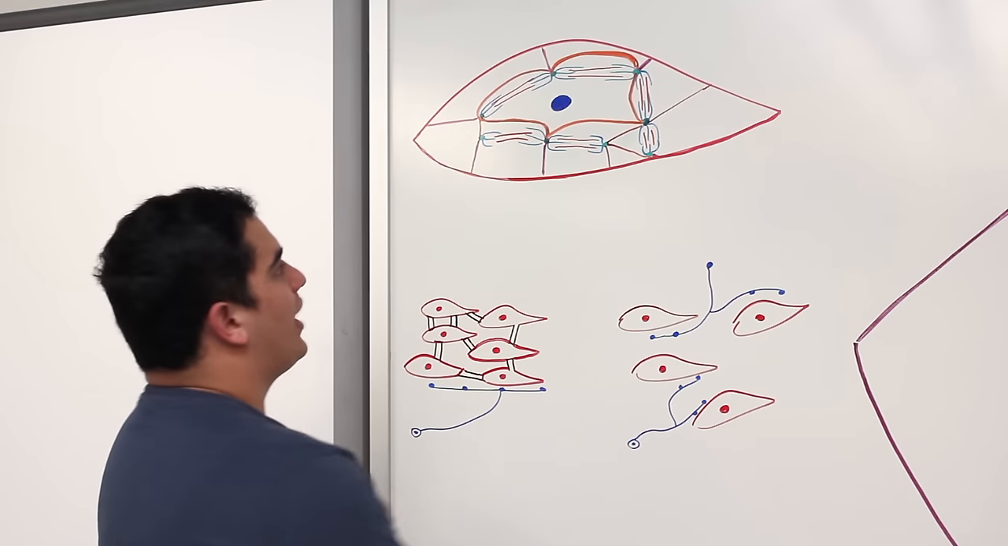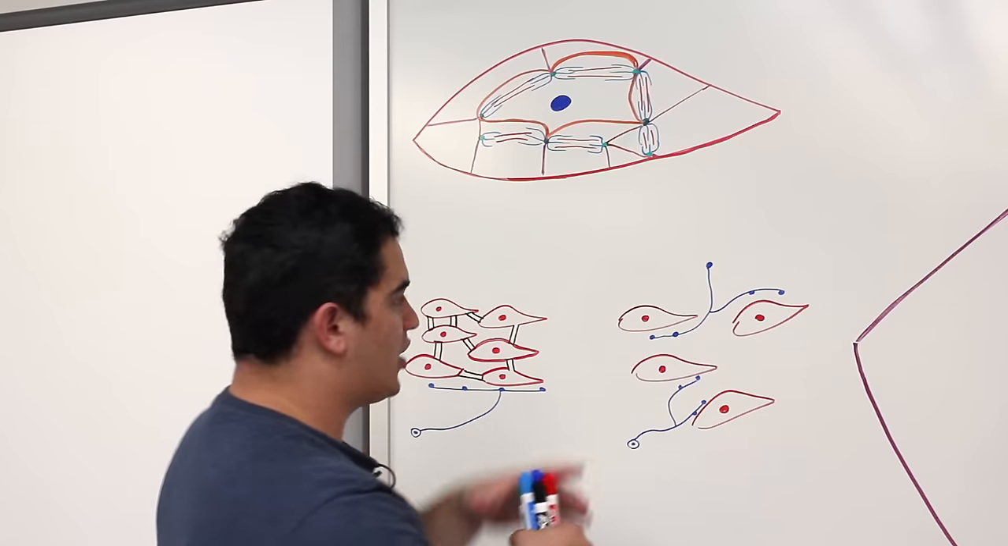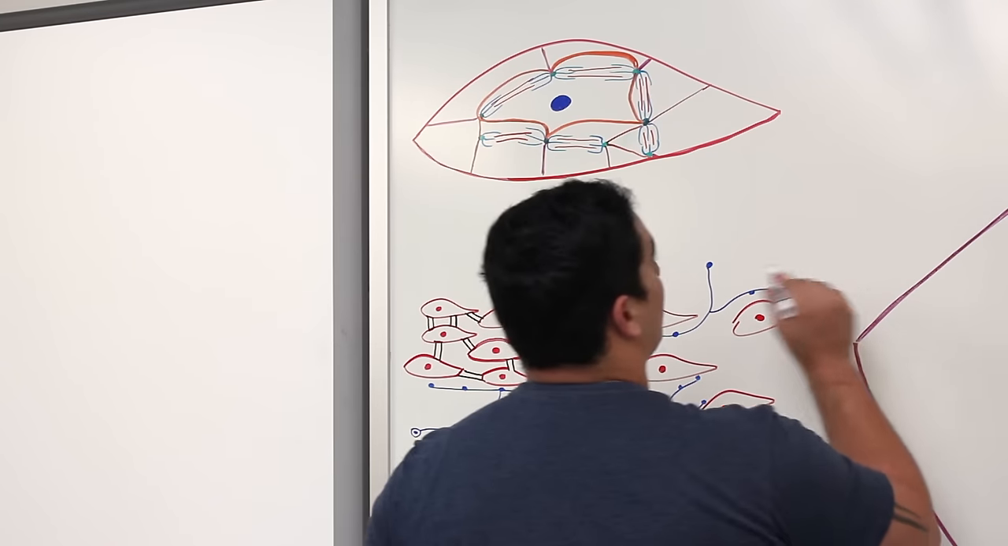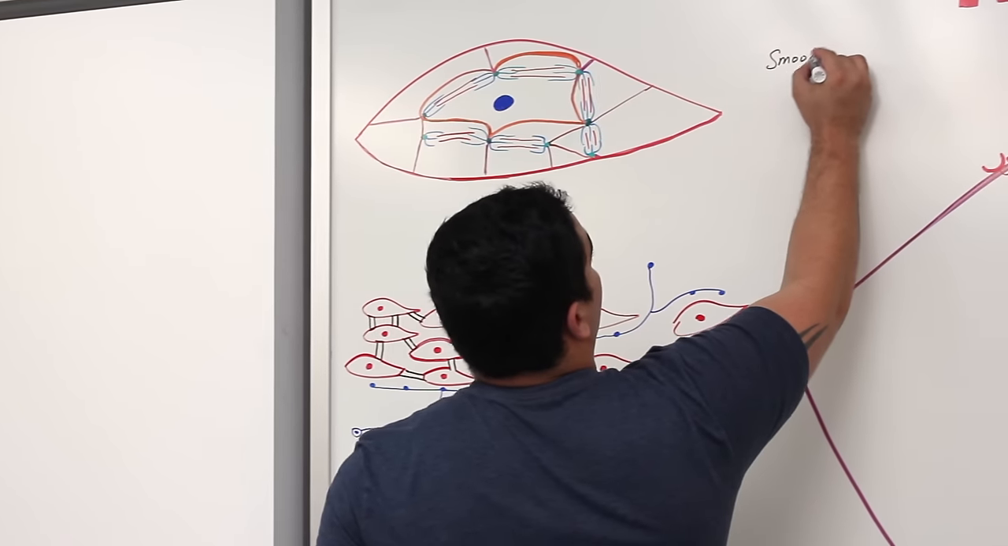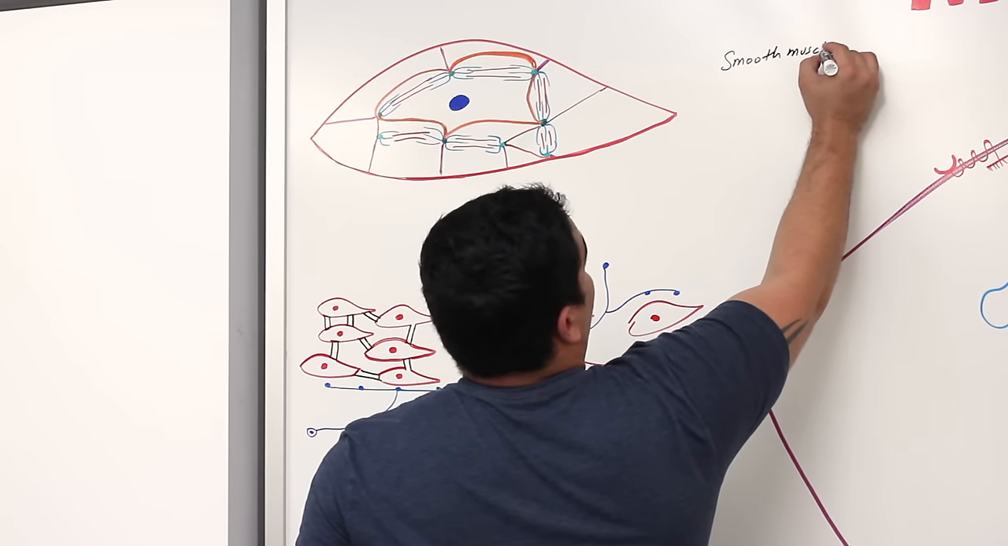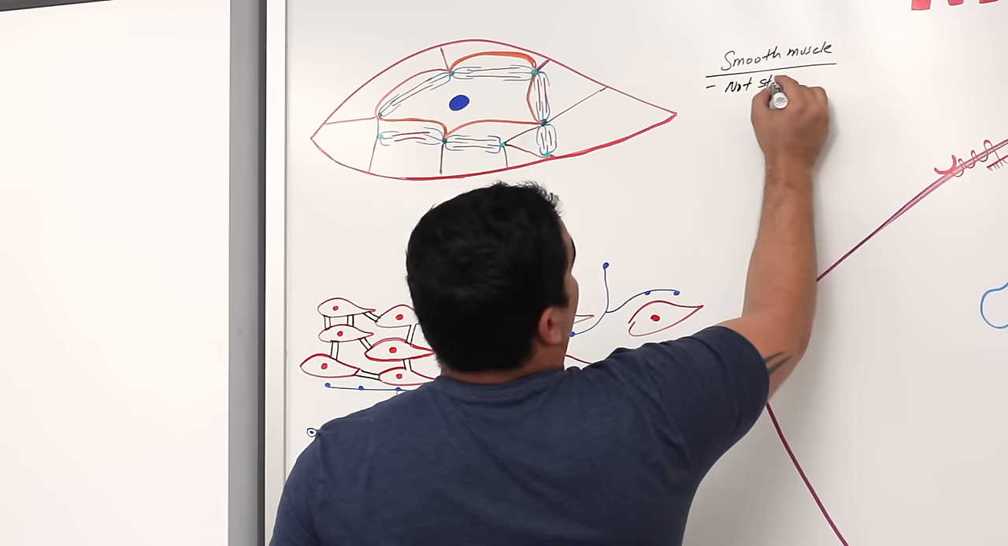First thing I wanna do is take a look at one smooth muscle cell. So first thing about smooth muscle that I want you guys to remember, I'm gonna write it down, is that smooth muscle is not striated. You have to remember that. Smooth muscle is not striated. So first thing, right away, not striated.